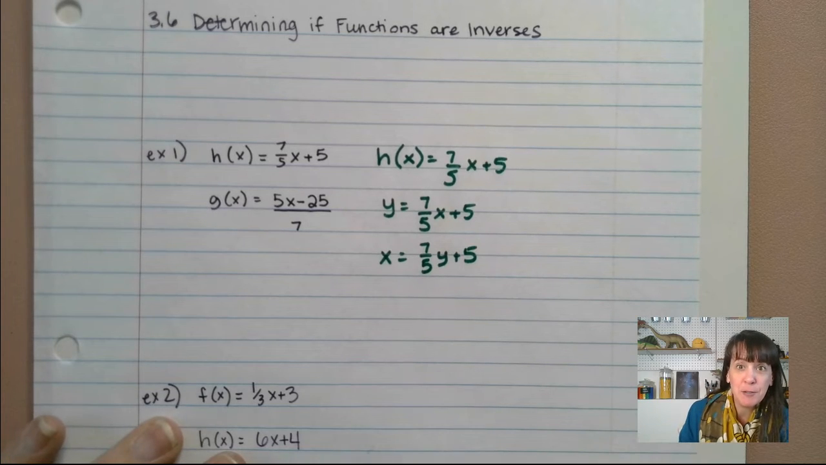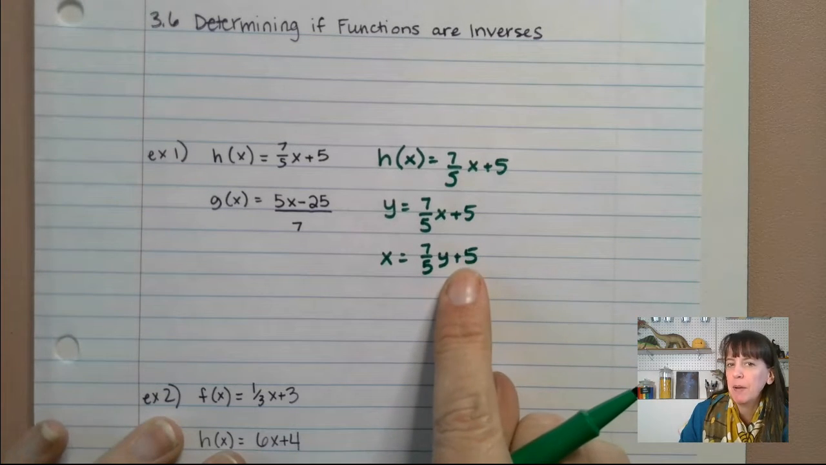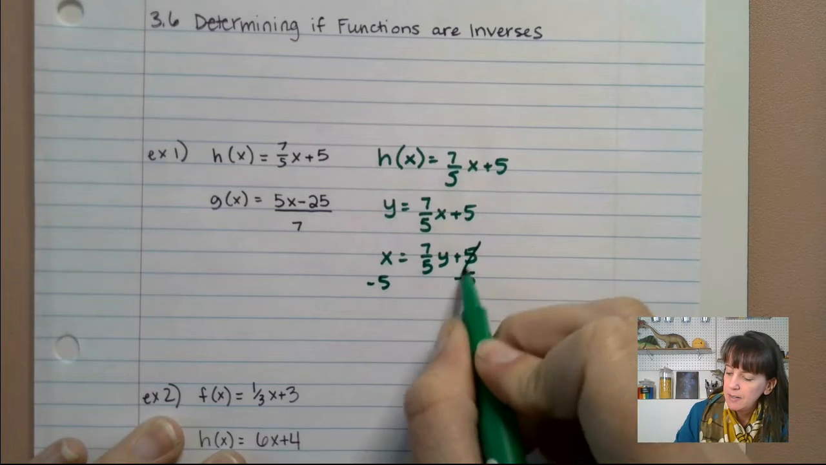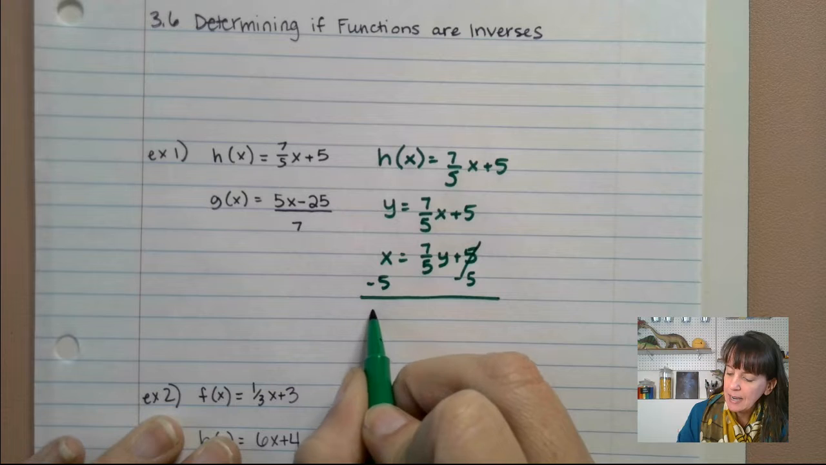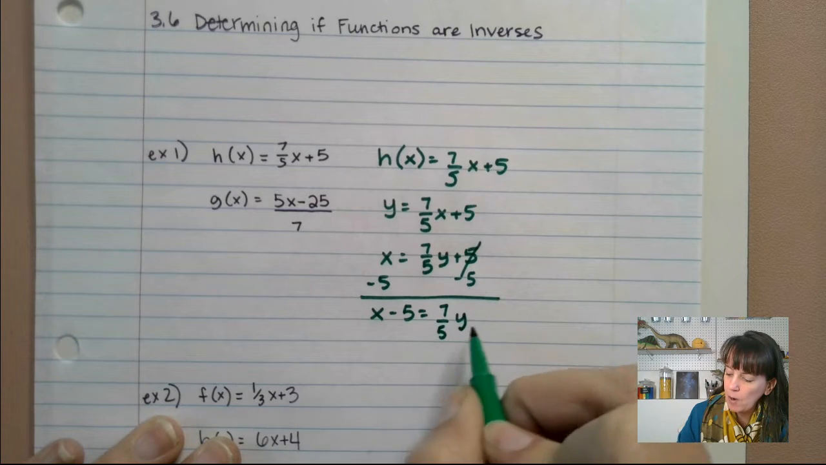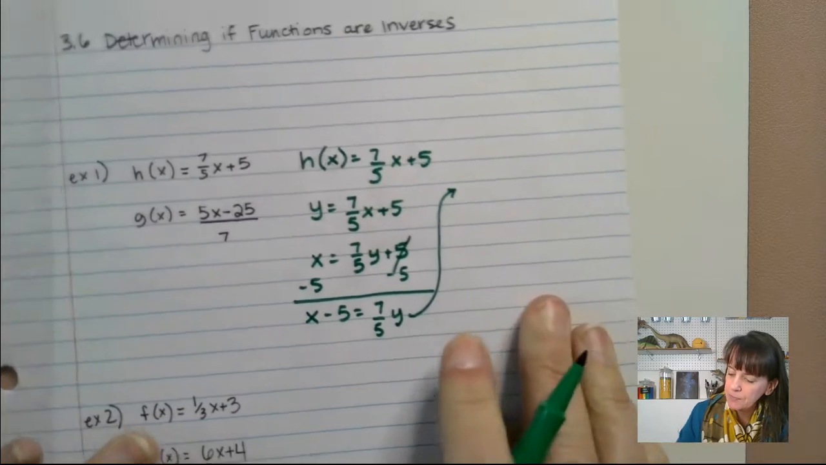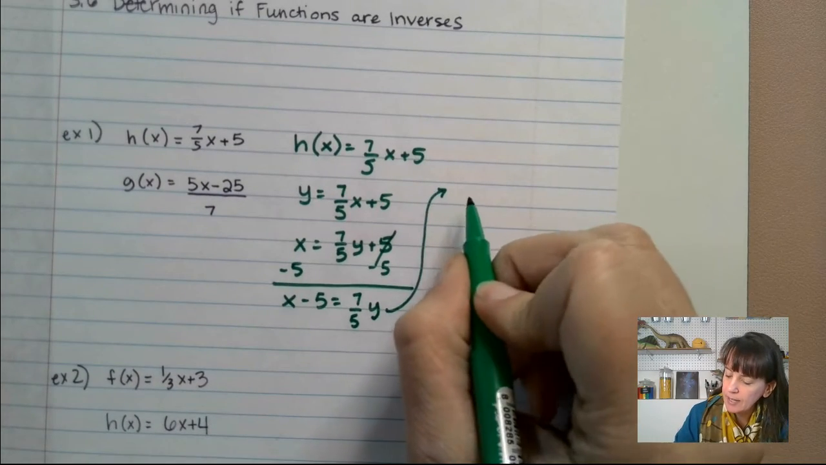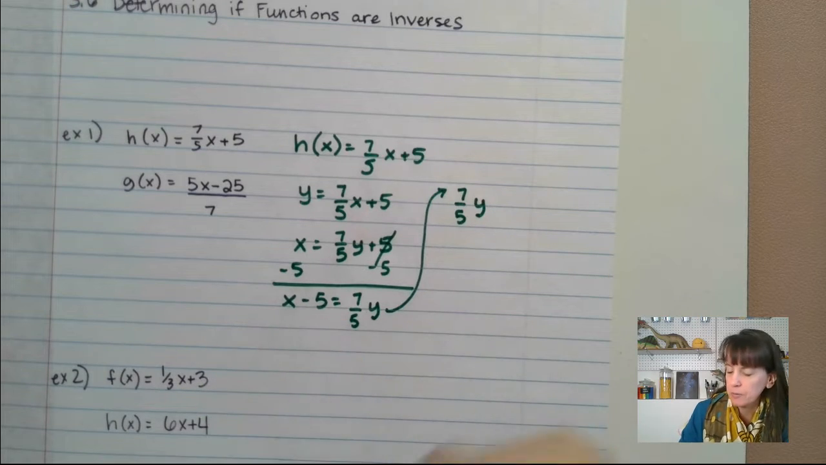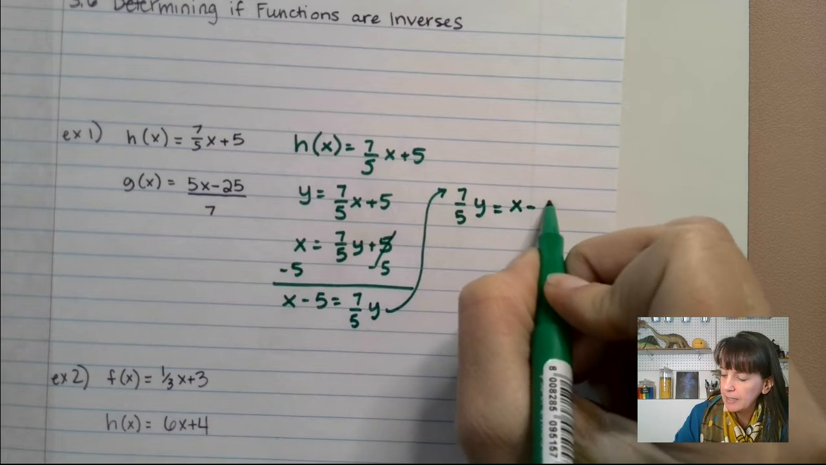There's a couple different ways to do this. First things first, I think it might be easiest to subtract 5 from both sides. So what I have is x minus 5 equals 7 over 5y. I'm going to rewrite that right up here, and I'm just flipping these two things around: 7 over 5y equals x minus 5.